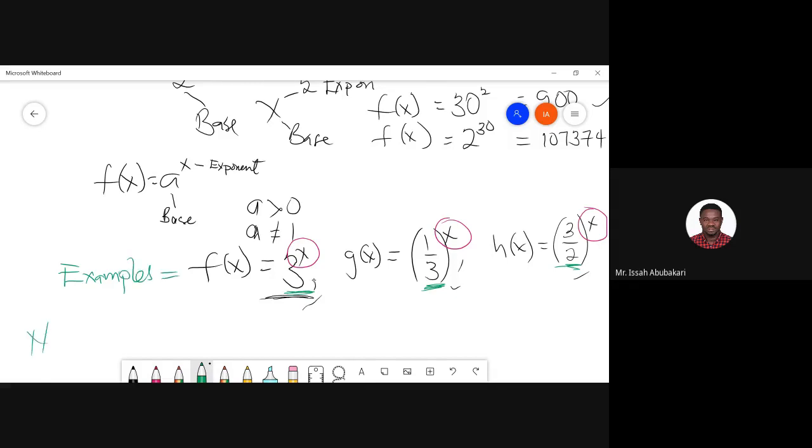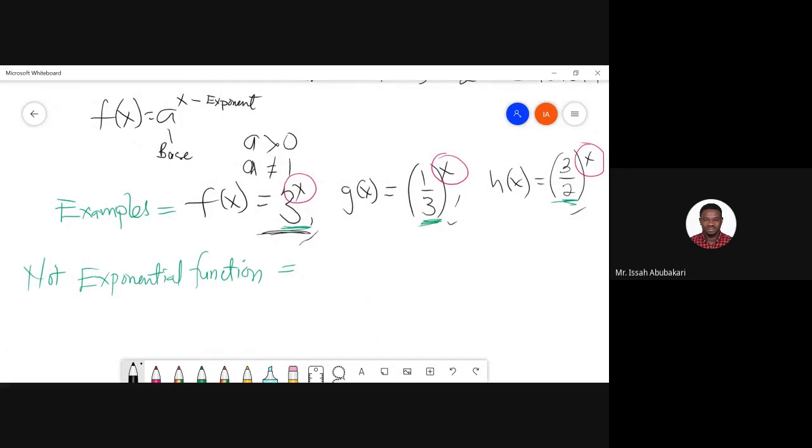And let's look at examples that are not exponential functions. Number 1, we are going to look at a function like when we have f of x equal to y exponent 2. This is not an exponential function because we don't know the base, and the exponent is not a variable. We don't know the base, so we cannot determine whether this base is greater than 0 or not equal to 1. And the exponent is already determined, right?